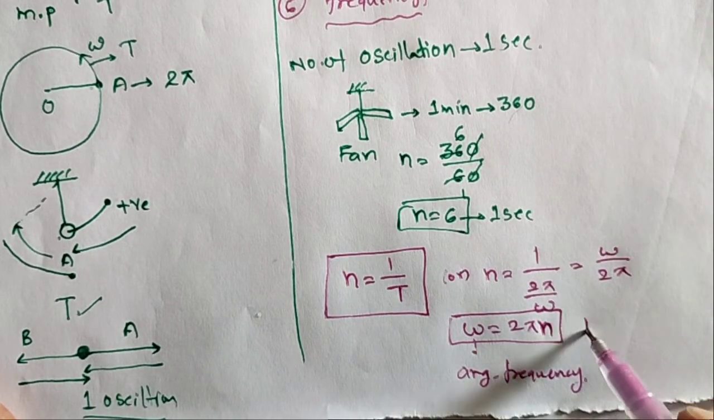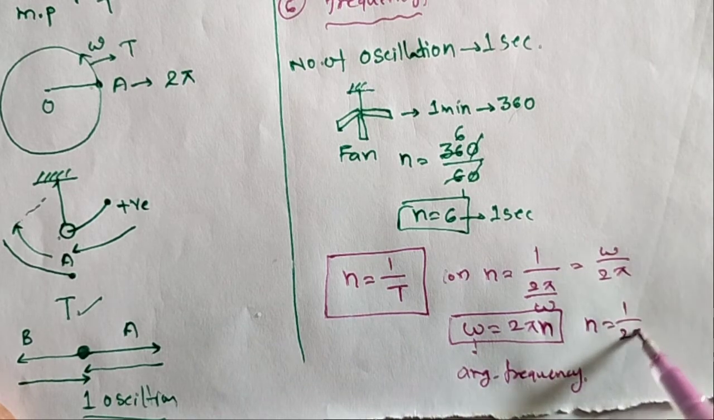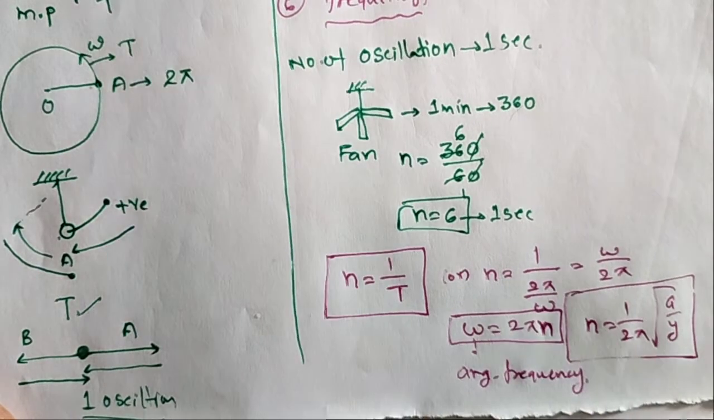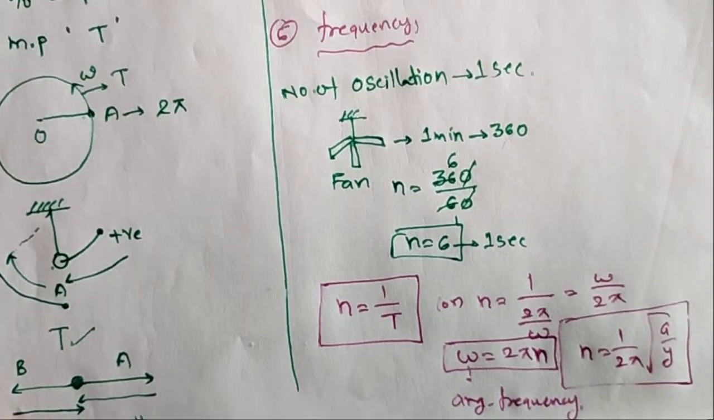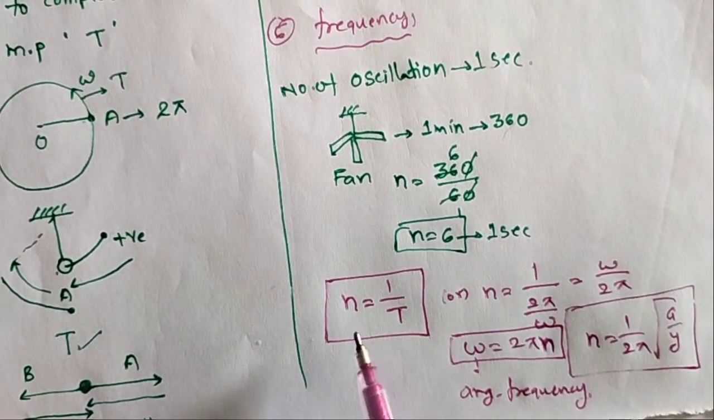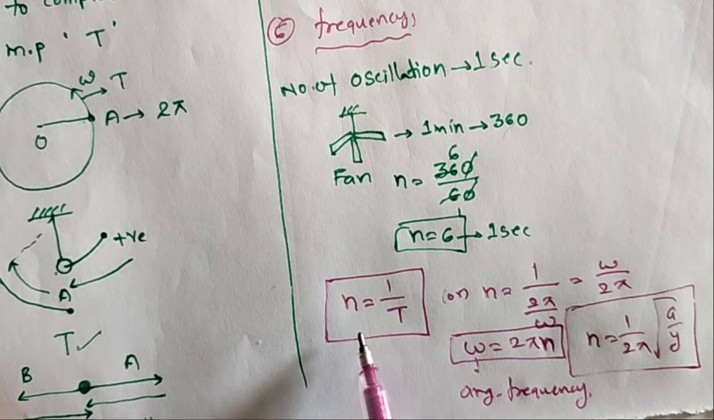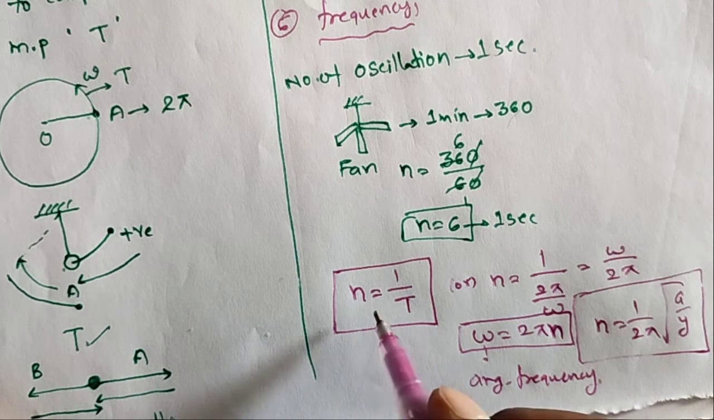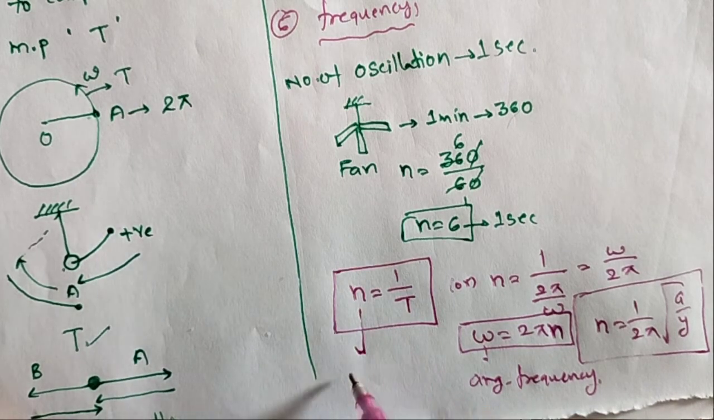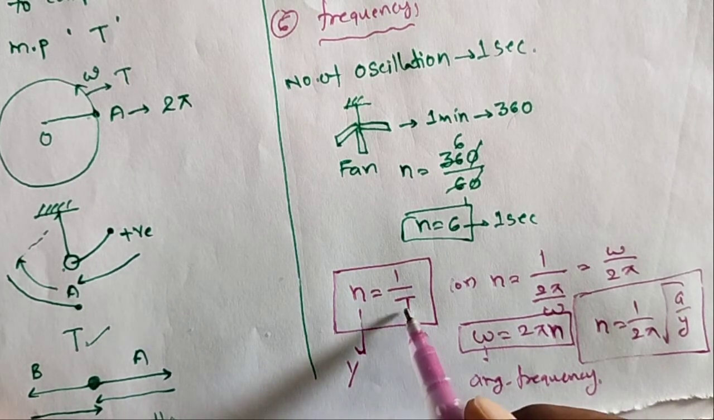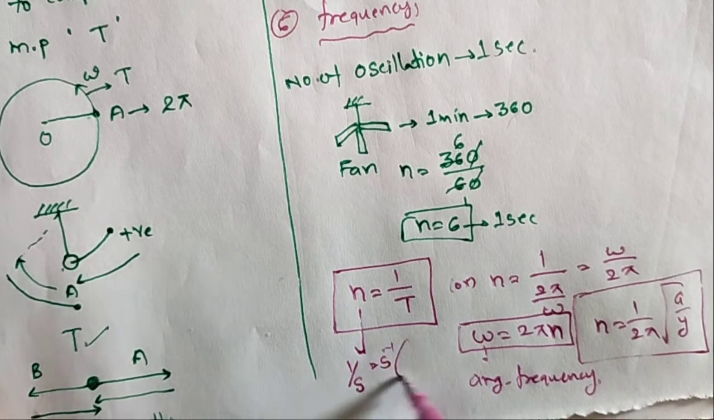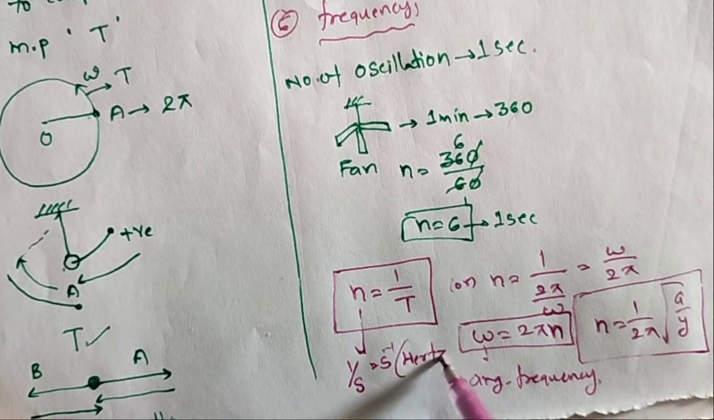Another formula, n is equal to 1 by 2 pi root of a by y. What is the reciprocal of the time period? It gives the simple frequency. What is the unit? 1 by second. So n is equal to 1 by T, where time period is in seconds, so the unit is second inverse or hertz.